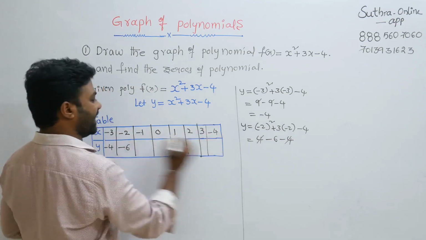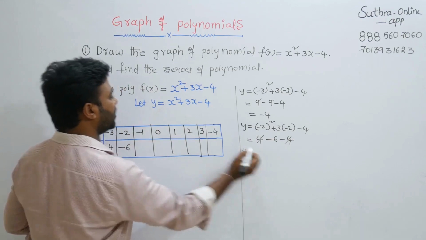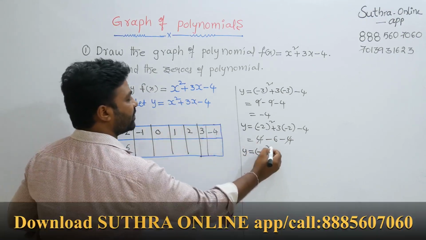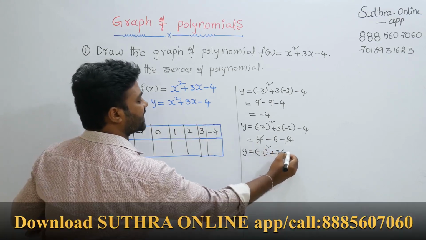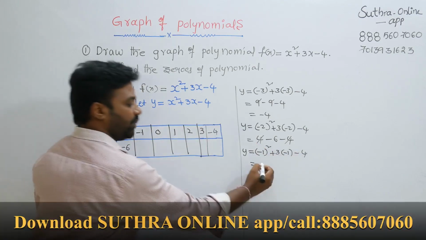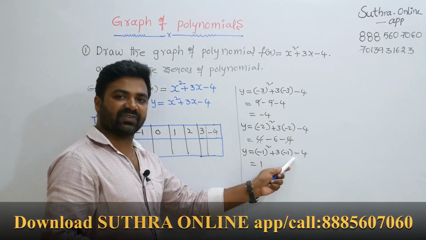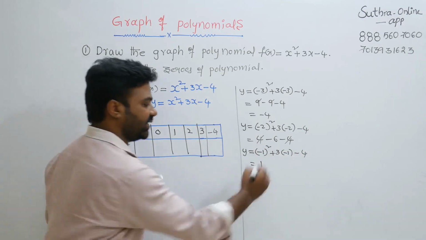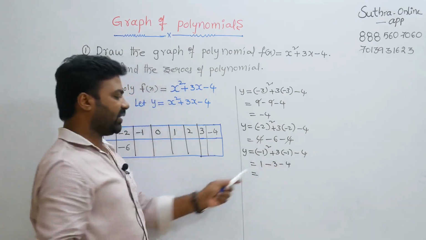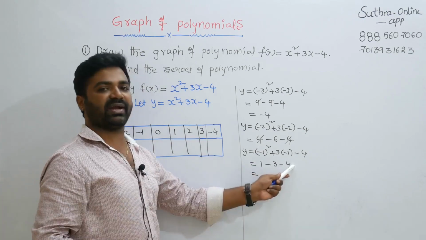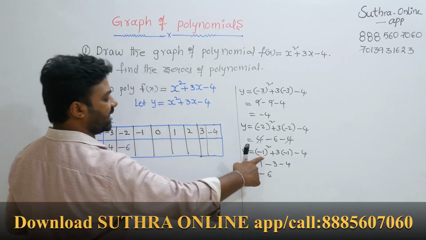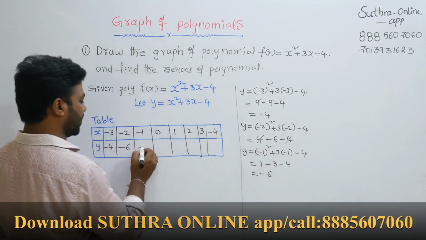Again I am taking x equal minus 1. Y equals minus 1 whole square plus 3 into minus 1 minus 4. Now minus 1 whole square is plus 1. Here 3 into minus 1 is minus 3. Then write minus 3, so minus 4. Now minus 3 minus 4 is minus 7. Here 1 is there, so it is minus 6. So y equal minus 6 only.